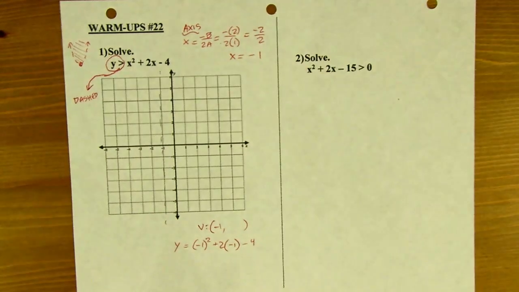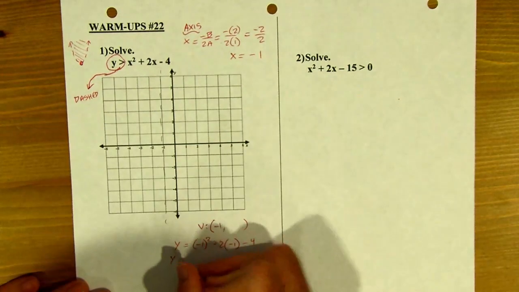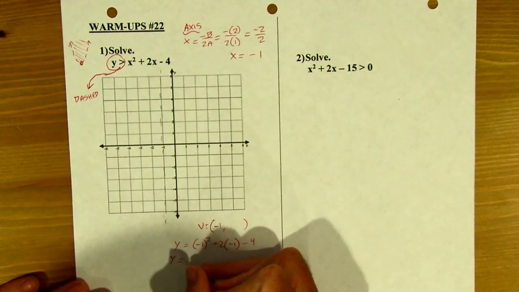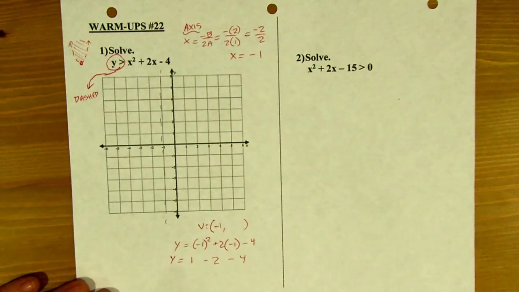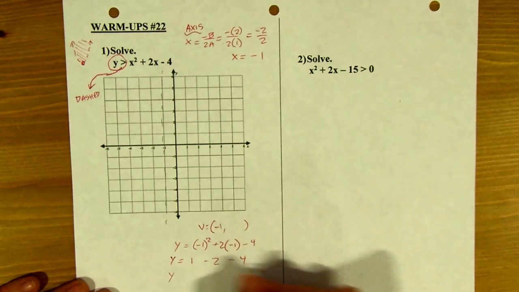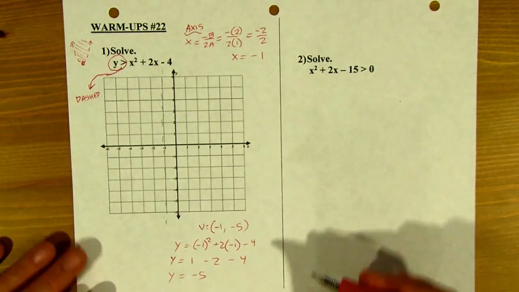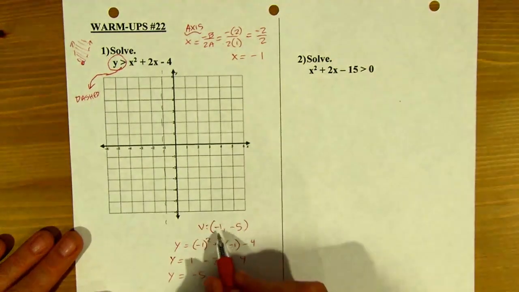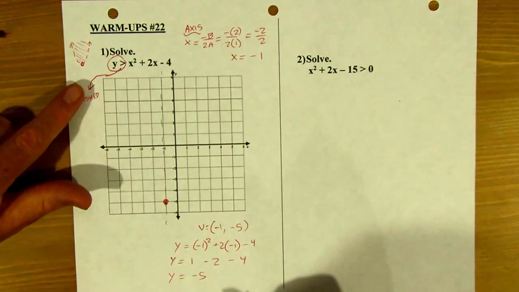Okay, so I plugged negative 1 into both those slots. Let's start simplifying now. Negative 1 squared is 1. 2 times negative 1 is negative 2. That's going to give me negative 5 when I do the arithmetic there. So that's the y-coordinate. Now I can plot my vertex, which is negative 1, negative 5, right here. I know it's going to open upwards.